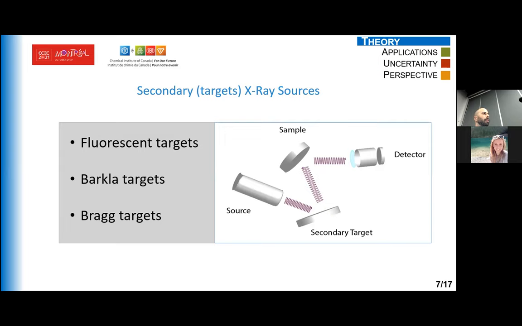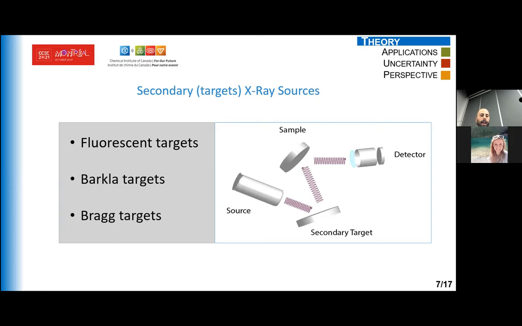There is another way that can help you improve your measurement. You use a secondary target, and that secondary target gives you an incoming radiation that is more specific for what you want. So you use a fluorescence target, an element that you know, and you induce fluorescence. You then use the fluorescent X-rays to measure your sample. So you have very unique and specific X-ray photons to measure your sample, which, depending on your application, can be helpful because you can reduce the noise and it can be very element specific. Bragg targets are more or less the same idea, but you don't have any fluorescence, or you have lower, and they reflect the radiation.